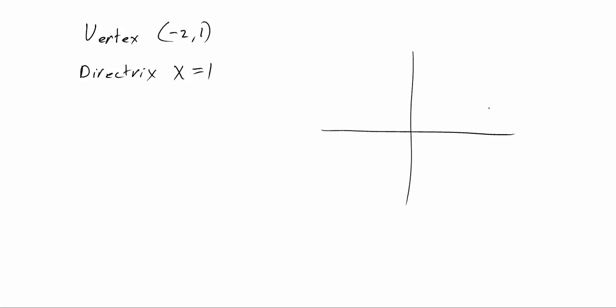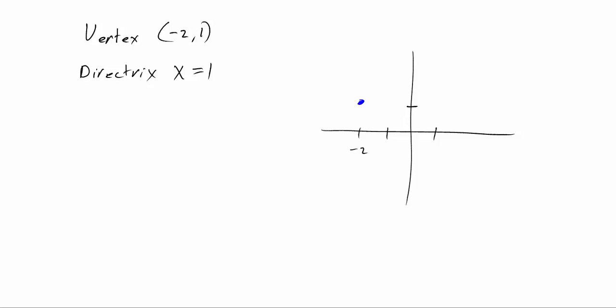All right, the next example, we're going to have the vertex is equal to negative 2, 1. And this time we're going to be given the directrix instead of the focus. And the directrix is x equals positive 1. So we're going to do the same thing as before. We're actually going to find out where's the vertex. And we have our vertex is going to be negative 2, 1. So that means we're going to go to the left 2 and up 1.